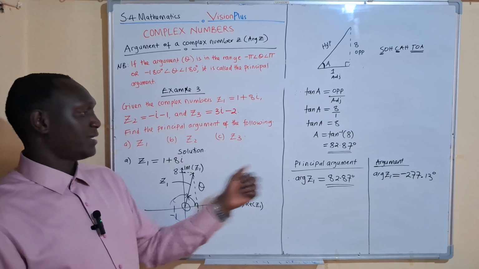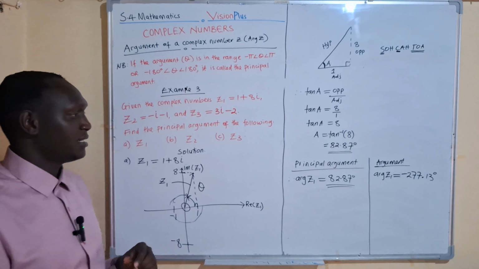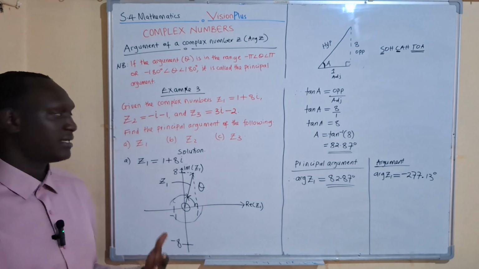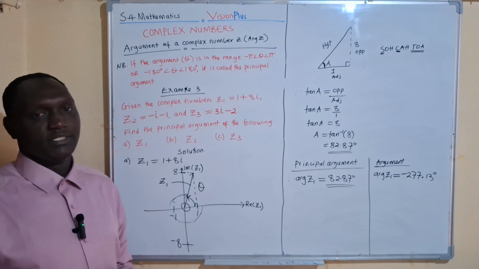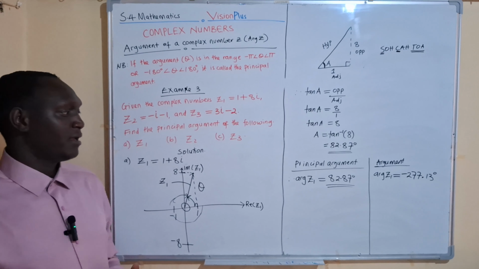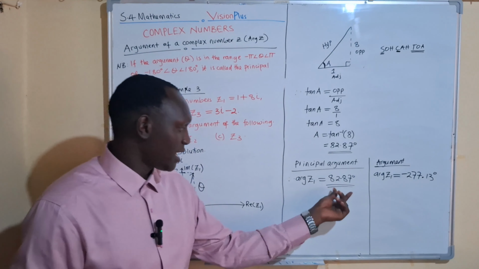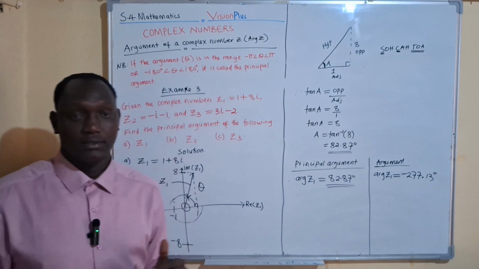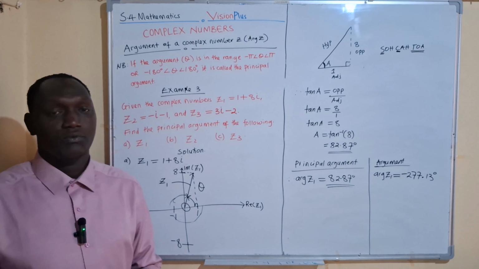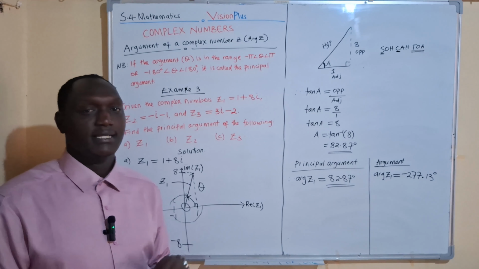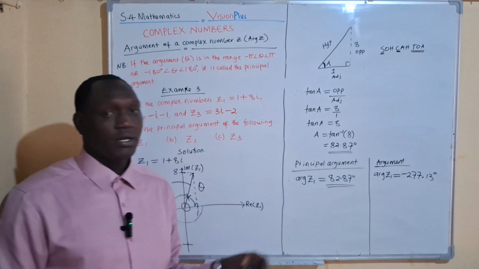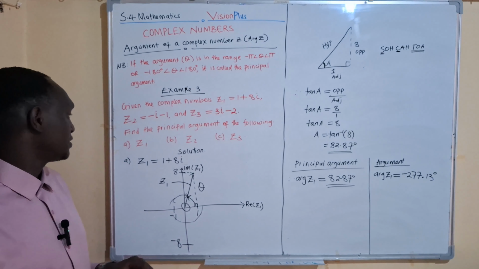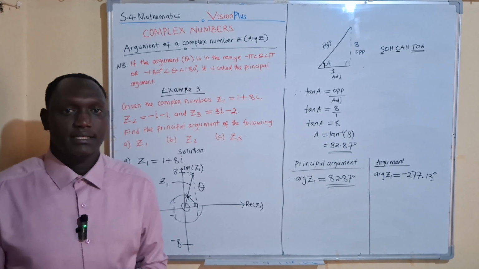This is what the question wants, but I repeat, we cannot penalize you for getting just an argument instead of the principal argument, because this angle here is the same as that angle there. Since it is the same complex number, it is just telling us the direction, and the two are pointing in the same direction. So this is the solution to part A. Let us go to part B.